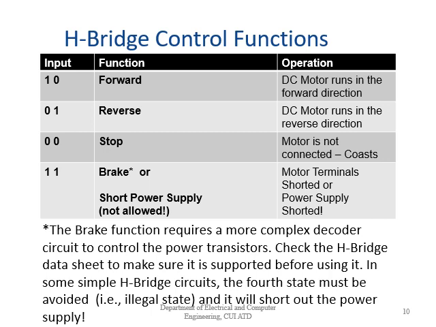Check the H-bridge datasheet to make sure it is supported before using it. In a simple H-bridge circuit, the 4th state must be avoided. Otherwise, it will short the power supply or motor terminals. So we must check the datasheet whether this 4th operation is supported or not. In simple H-bridge circuits, we cannot use this 4th option, otherwise your power supply or the terminals will be shorted. So let's move on to the next slide.